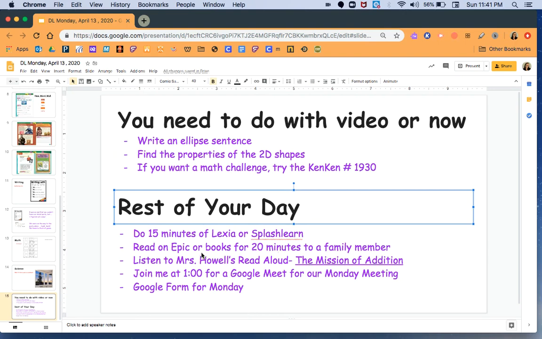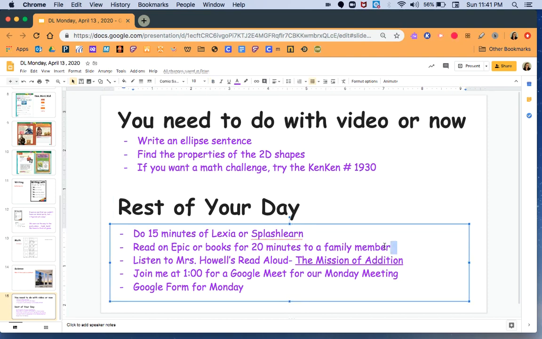Rest of your day should look like 15 minutes of Lexia or Splash Math. You can read an epic or 20 to regular book. And today I'd like you to read to a pet or stuffed animal. And you can listen to Mrs. Howell's Read Aloud, which is the mission of addition.